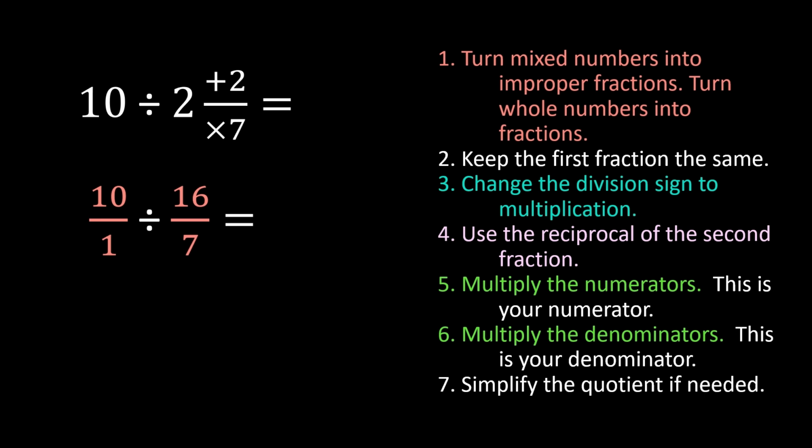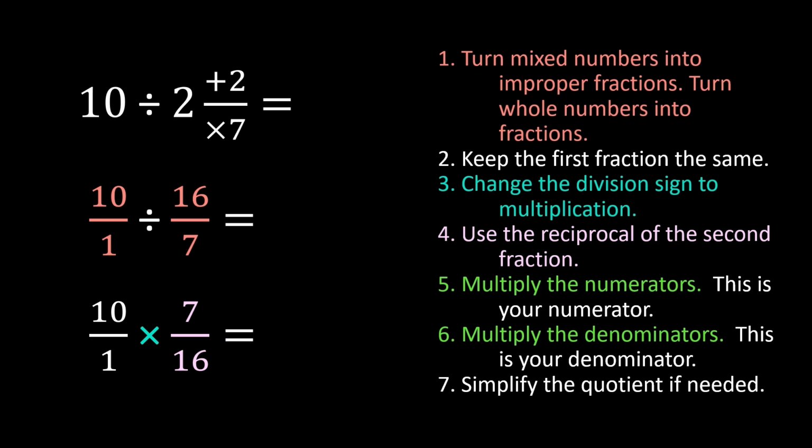Those steps are to keep the first fraction exactly the same, no matter what it is. So 10 over 1 remains 10 over 1. Then I turn my division sign into a multiplication sign, and I'm multiplying by the reciprocal of 16/7. And the reciprocal of 16/7 is 7 over 16. I take the denominator and make it the numerator, and the numerator becomes the denominator.